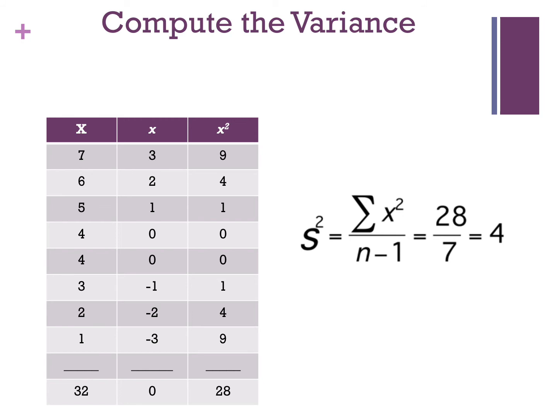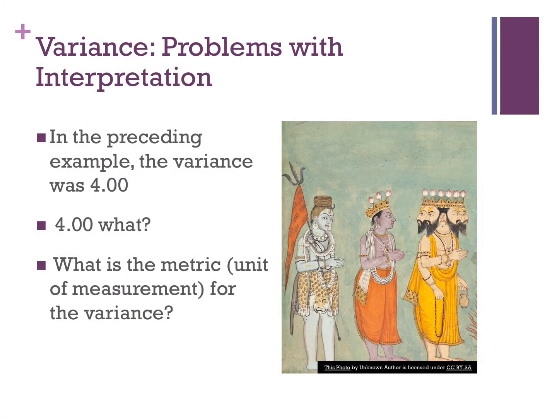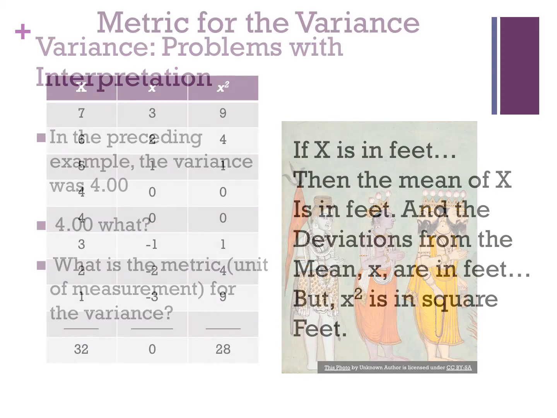This time, instead of dividing by n, we'll divide by n minus 1, or 7, and we see that 28 divided by 7 turns out to be 4. But we still have a problem interpreting the meaning of this number, as you'll see on the next slide. So the problem with the interpretation of variance is that we found the variance to be 4, but we always need to provide a metric for the numbers that we derive. So for what? What's the metric or the unit for the variance?